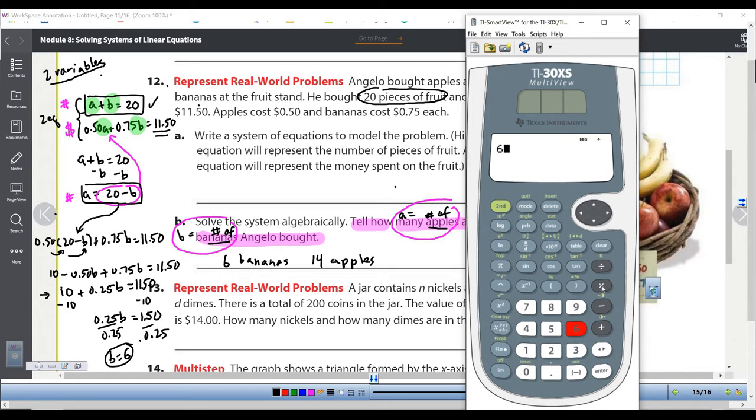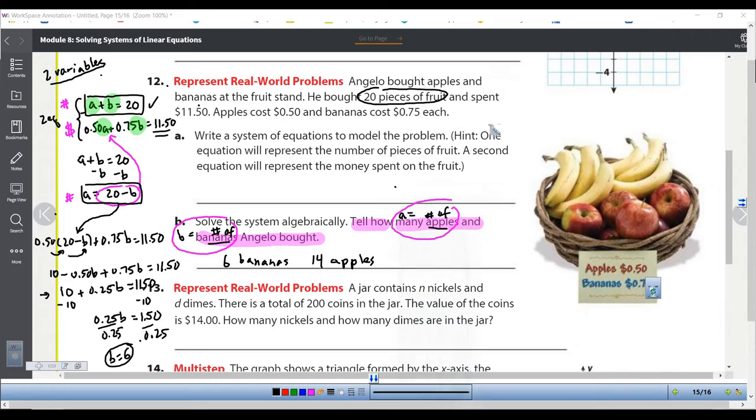All right, so 6 bananas and each banana cost how much again? All right, 75 cents. Actually, I did this in the opposite order of the equation. We're right here, right? But I wrote the answer 6 bananas. So 6 bananas at 75 cents each plus 14 apples at how much was an apple? 50 cents each. And when we do that, what do we get as a total? We get 11.5, which of course is the same as $11.50.